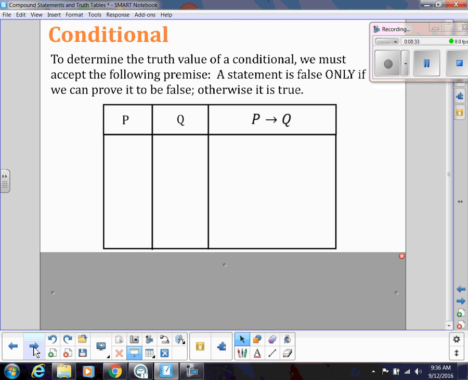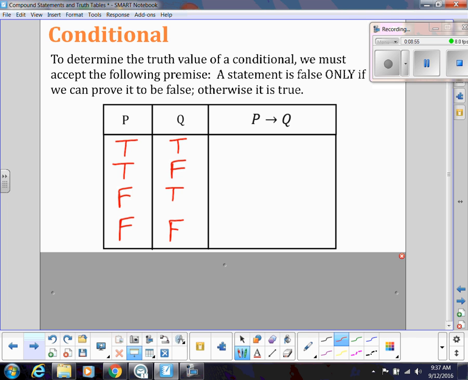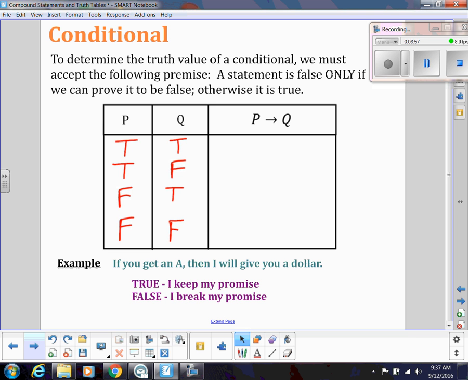The conditional. So if we wanted to do a truth table of the conditional, we have to use this premise. A statement is false only if we can prove it to be false. Otherwise, it's true. All right, so I'm going to list true, true, false, false, and then true, false, true, false. And let's look at an example statement. So if you get an A, then I will give you $1. Okay, so what we mean is, am I going to keep my promise?